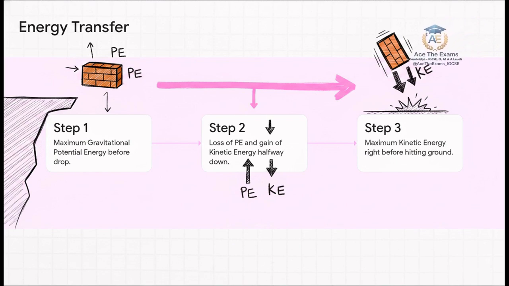Finally, in step 3, right at the fraction of a second before hitting the ground, the height is 0. All of that initial potential energy has now been completely transformed into its maximum kinetic energy. Those 20 joules have been fully 100% converted into speed.